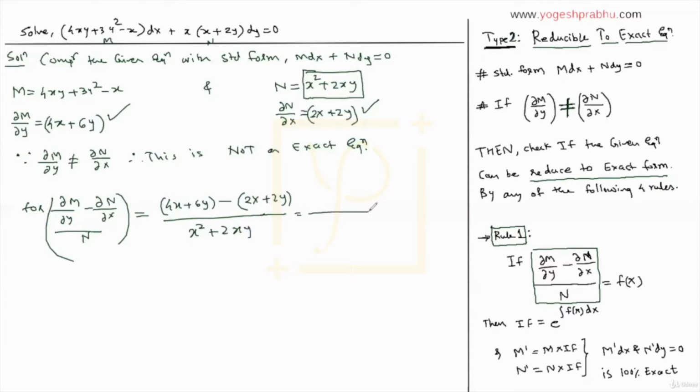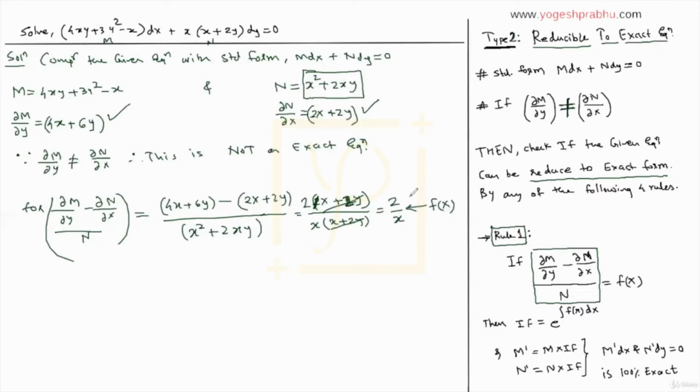Now let us see how we can simplify this. 4x minus 2x is going to be 2x, and then 6y minus 2y is 4y. Let us simplify the denominator as well. I can take x common from the denominator, so you'll get x common out, and this is x plus 2y. Over here, I can also take 2 common, and then this 2 goes out, and this will become x plus 2y. With that simplification, x plus 2y cancels out with x plus 2y, and I get 2 by x.